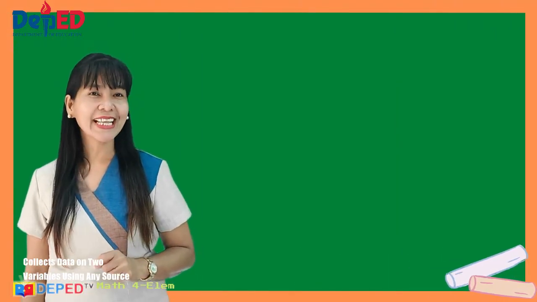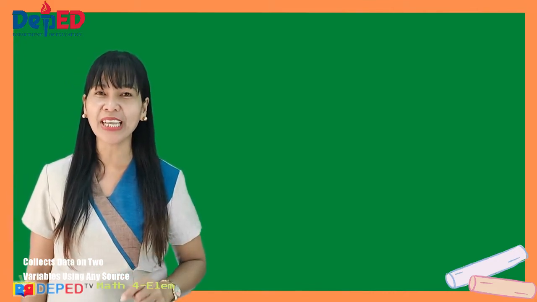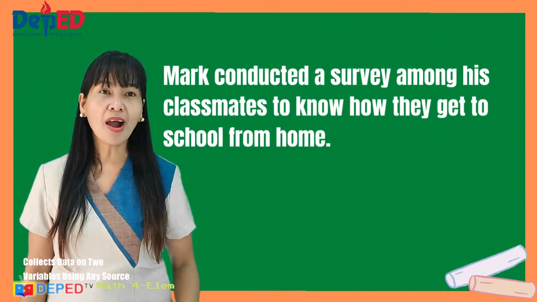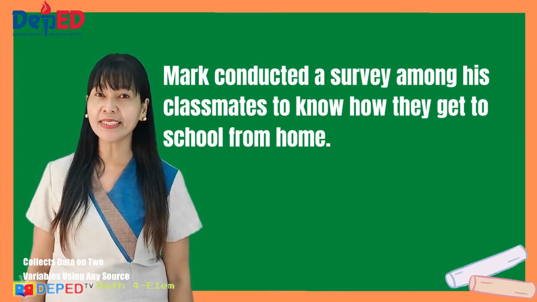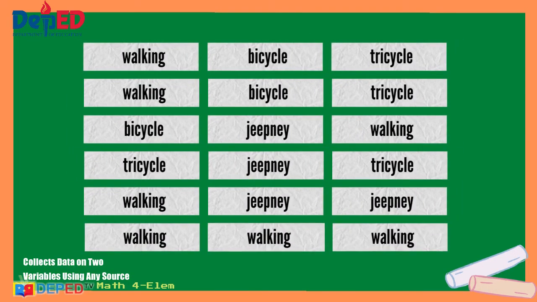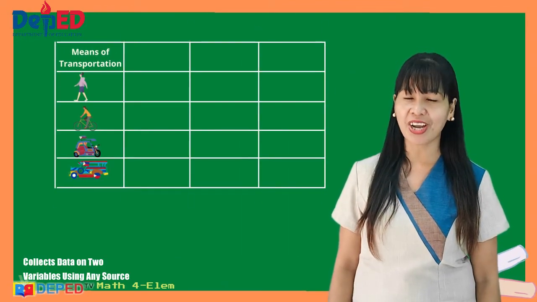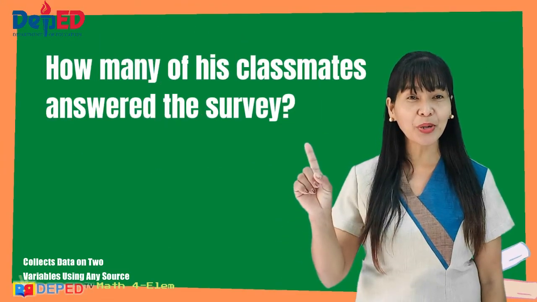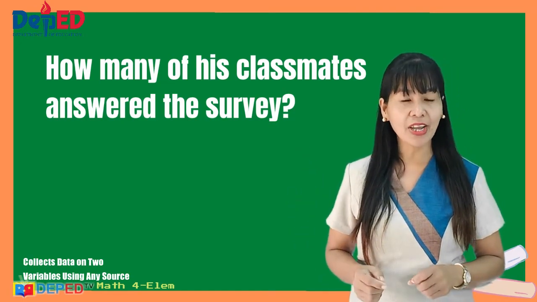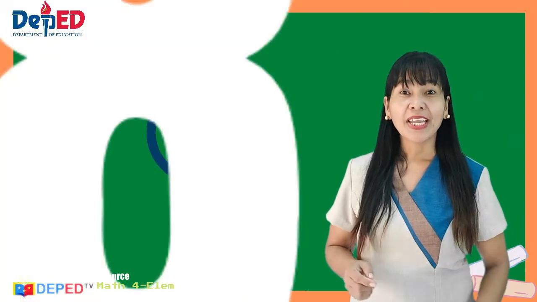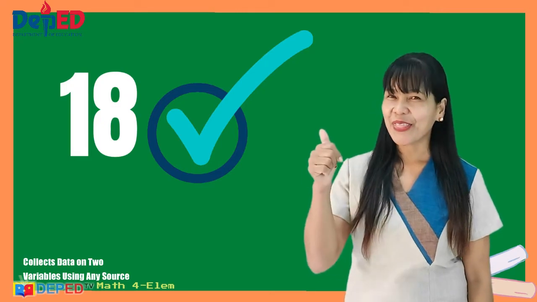Now, my dear learners, let's see if you learned something from our lesson today. Here's the problem. Mark conducted a survey among his classmates to know how they get to school from home. Let's help Mark make a tally of the responses in the survey. Complete the frequency chart. Answer the questions that follow. Question number 1. How many of his classmates answered the survey? Did you answer 18? That's correct.